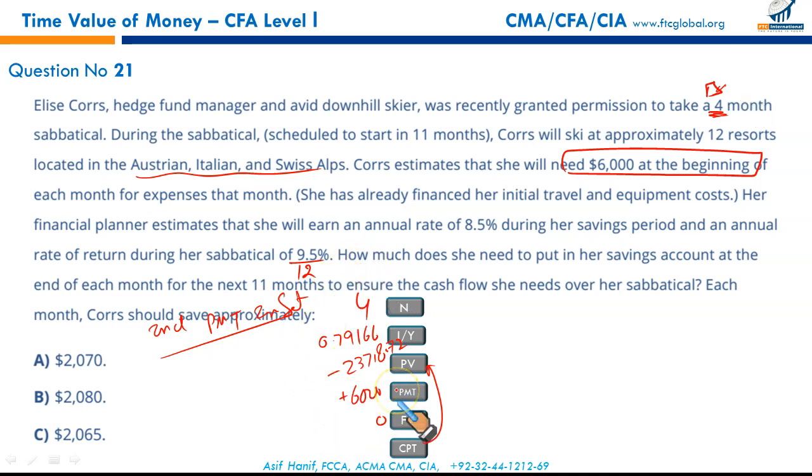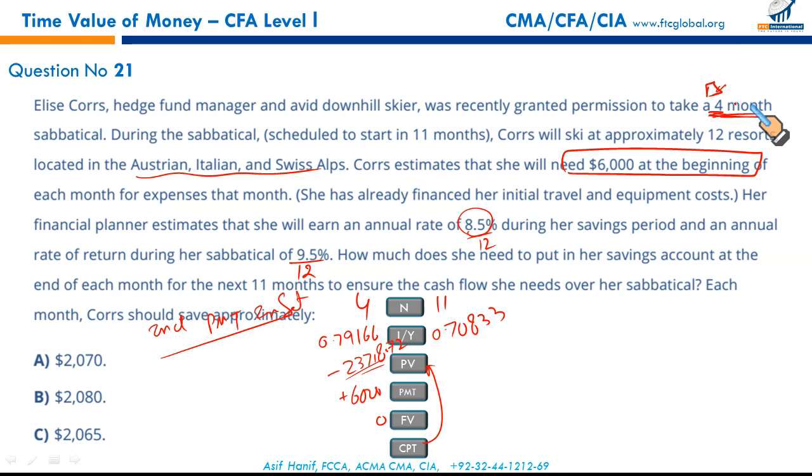Now we have to see the investment part. She will be investing money for 11 periods. Investment will generate 8.5 on monthly basis. 8.5 must be divided by 12. 8.5 divided by 12 gives us 0.70833, right? Now this present value at the end of 11 periods is the amount that we will have in the investment account that will pay her $6,000 every month.